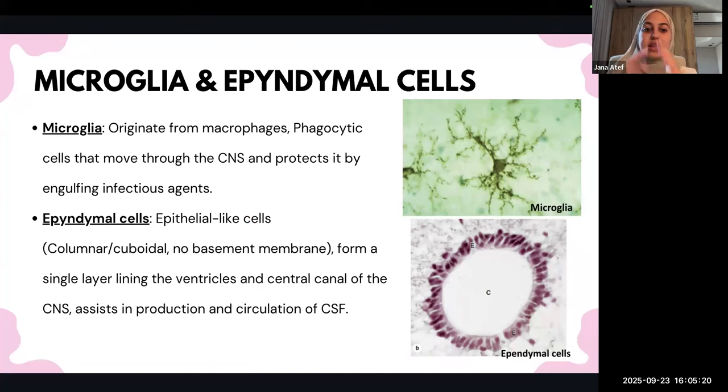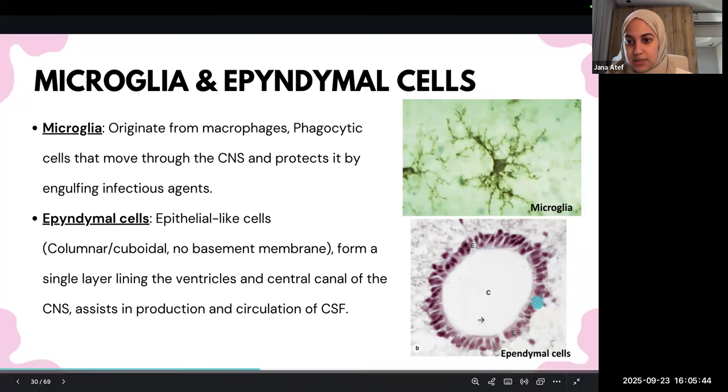And where are they found? They're found around the ventricles or the central canal. Now, don't be confused with the ventricles of the heart. I'm not talking about ventricles of the heart, I'm talking about the ventricles of the brain, okay? Inside your brain, there are ventricles. Why are they there? Because it's where cerebrospinal fluid is secreted and stored, okay? So the cells lining the ventricles are the ependymal cells, and they're the ones that make the cerebrospinal fluid.